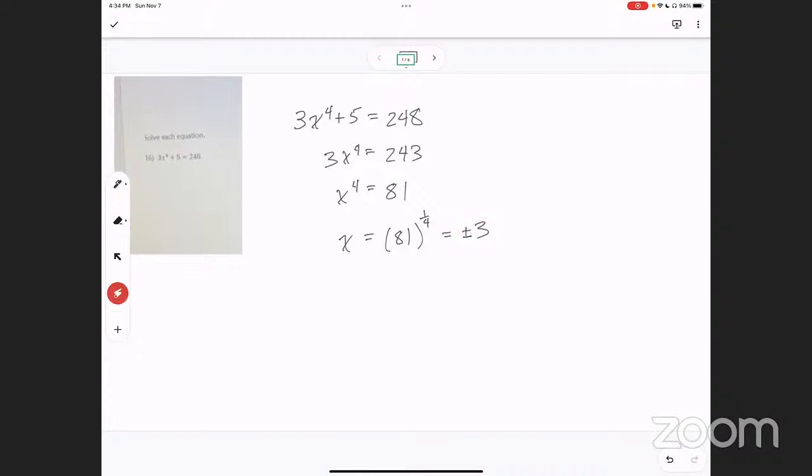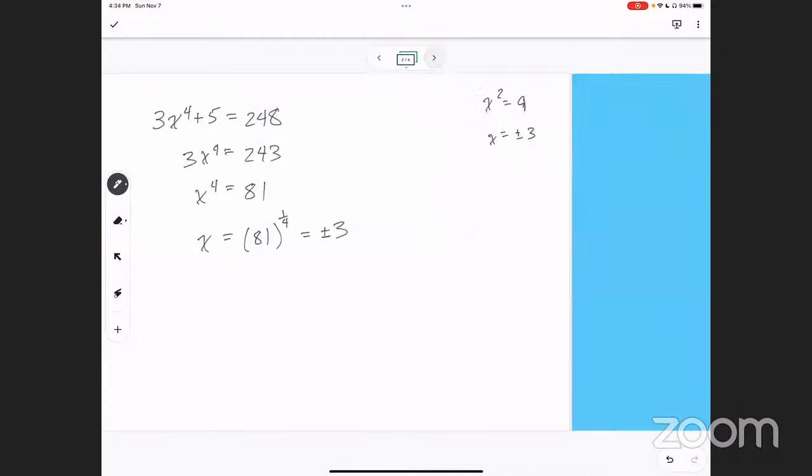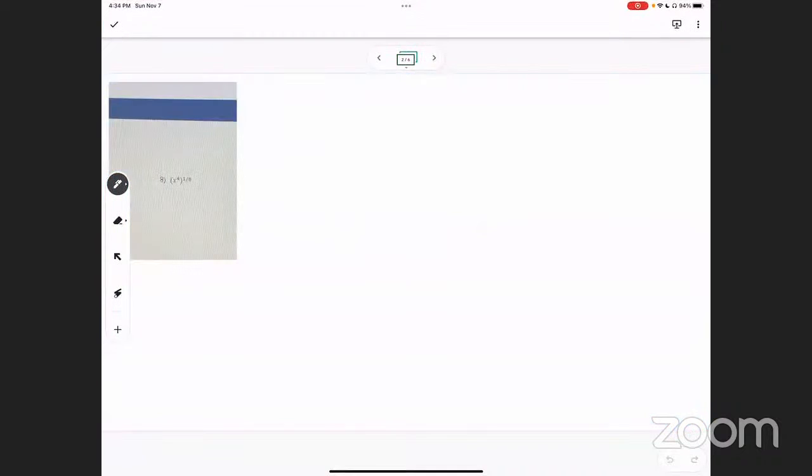Because with an even root, there are always 2 roots, because a negative times a negative is a positive. So think about it. If it was x squared equals 9, you know that x can equal either positive 3 or negative 3. It doesn't just equal positive 3, right? So you have to remember that when you're doing those.